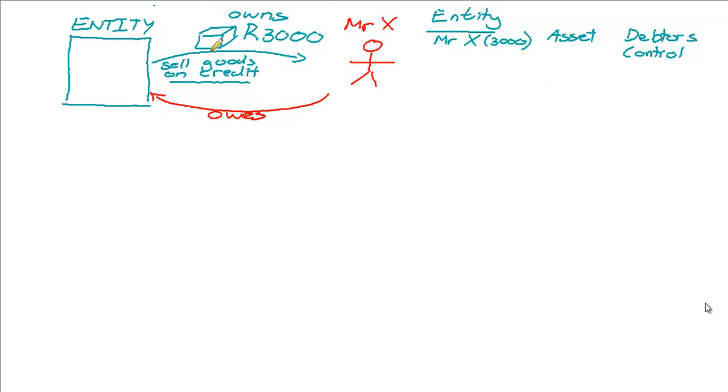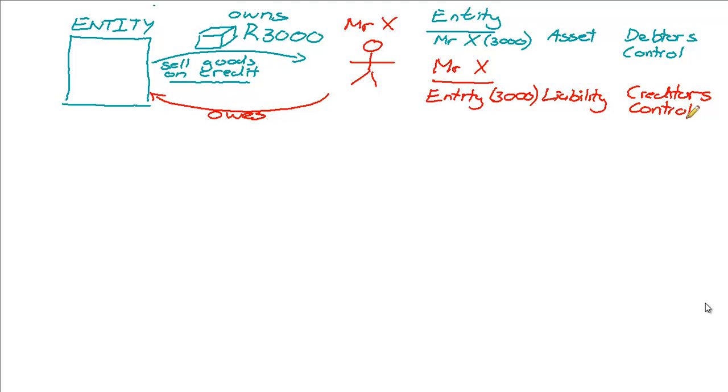If we look at it from Mr. X's perspective, so here we go, Mr. X. In Mr. X's accounting records, he will have a supplier called, which will be the entity's name, which for our example, we'll just call it entity. And he will actually owe 3,000 Rand to this entity. Because he owes this money to the entity, in his records he will have a liability. And that liability is going to be called a creditor. And the accounting term is creditors control.